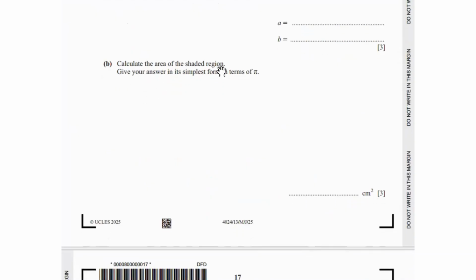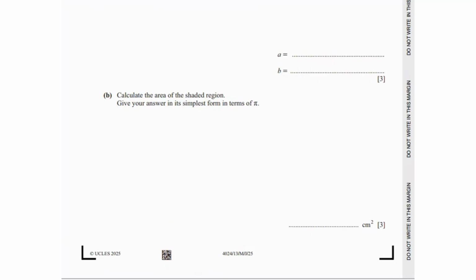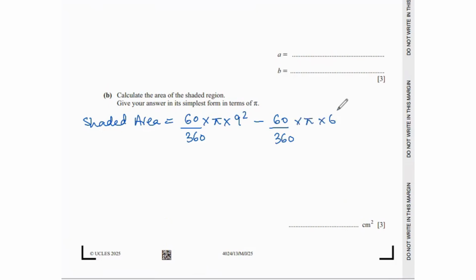Then calculate the area of the shaded region, giving your answer in simplest form in terms of pi. So for the area, we will subtract the area of both the sectors. So shaded area is going to be the area of the bigger sector, so 60 over 360 times pi times 9 squared, minus 60 over 360 times pi times 6 squared.